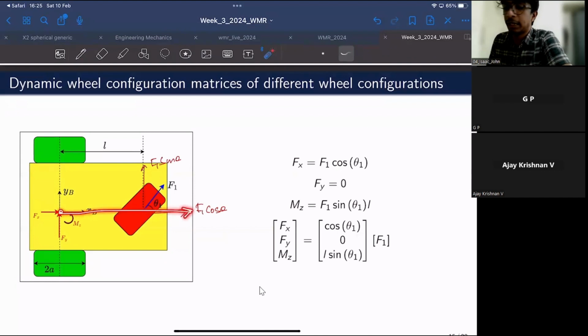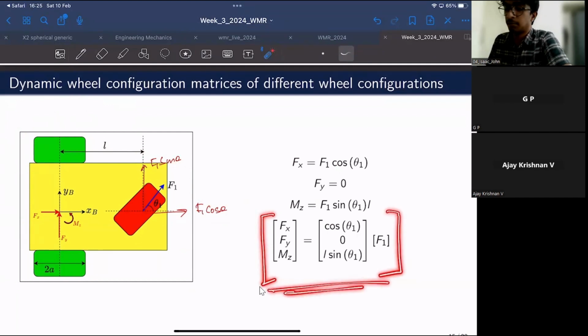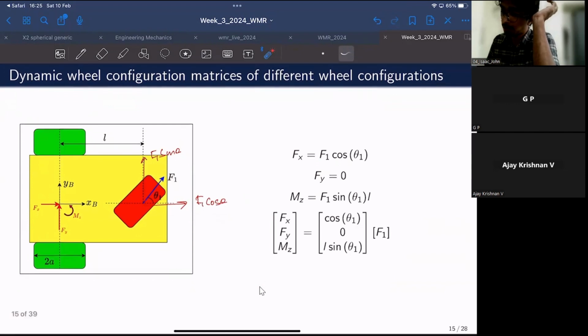So there will not be any component of moment from F1 cos theta. And F1 sin theta will make it rotate counterclockwise because the moment arm here is L. So the moment about its axis will be F1 sin theta multiplied by L. So again, writing it in matrix and vector form, it will yield you this expression.